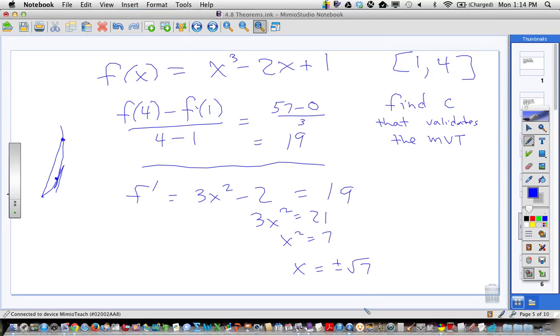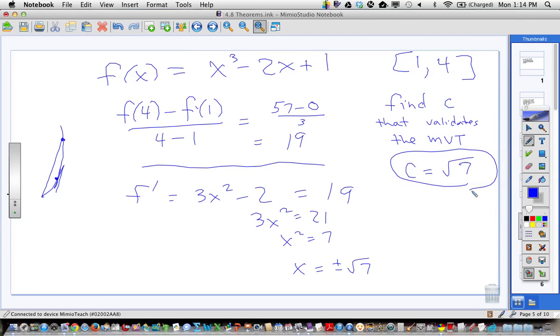Because we're looking between 1 and 4. So it says find the C. So I should label it C, I suppose. Maybe I should have put C in my derivative there. Doesn't really matter. Square root of 7. That'd be good enough. It's a no calculator, so you just use that one.